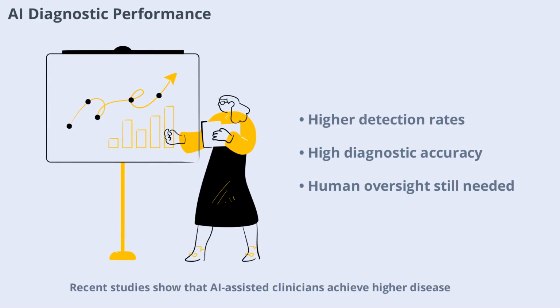Recent studies show that AI-assisted clinicians achieve higher disease detection rates, up to 37% more than those without AI support. Diagnostic accuracies approach 92.3% for multiple pathologies, with tooth-level accuracy ranging from 94.9% to 99.9%. However, achieving perfect full-mouth diagnostic matches remains challenging, underscoring the continued need for human oversight.